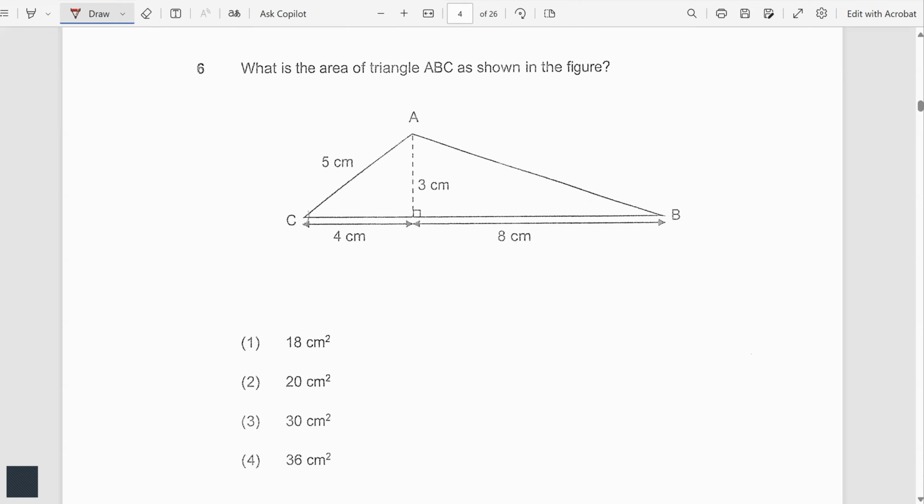Question 6, what is the area of triangle ABC as shown in the figure? To find the area of triangle ABC, we have to take half times base times height. The base and height have to be perpendicular. So we're going to take CB as well as this 3 cm. These two lines are perpendicular. So the base is 12, 4 plus 8 is 12. And the height is 3. So 5 cm will not be useful in this case. Half times 12 is 6. 6 times 3 is 18. So answer option 1.